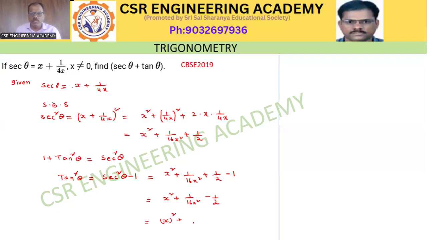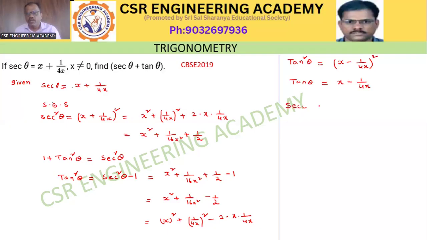This is equal to (x) whole square plus (1 by 4x) whole square minus 2 into x into 1 by 4x, since 2 into x into 1 by 4x is equal to 1 by 2. So tan square theta is equal to x square plus (1 by 4x) whole square minus 2 into x into 1 by 4x, which is (x minus 1 by 4x) whole square. Therefore, tan theta is equal to x minus 1 by 4x.